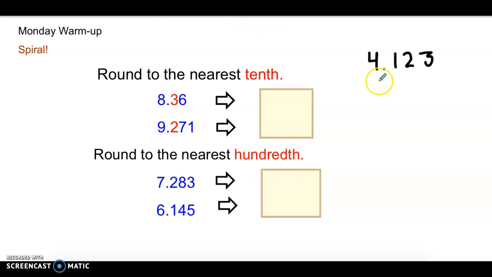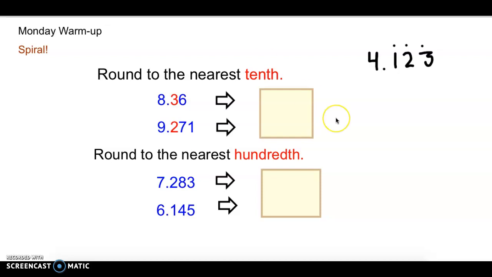So just to review, if you have a number that looks like this over here, you would read it as 4 and 123 thousandths. Remember, this is tenths, hundredths, thousandths. So see if you can round the first 2 numbers to the nearest tenth and the second 2 to the nearest hundredth. Please pause the video until you're ready to see the answers.